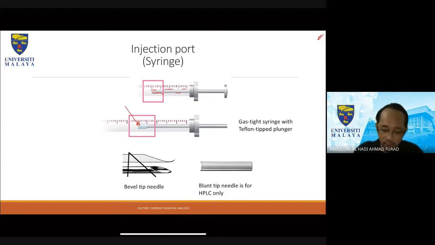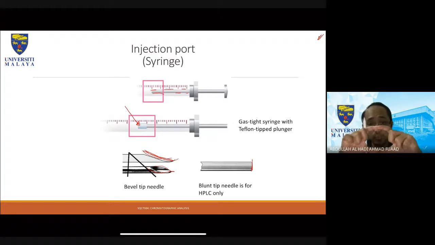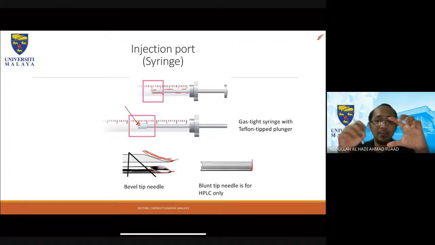Additionally, the tip of the needle that you use, even though I still call it a needle, is not a sharp tip like this, but rather a blunt type needle. So make sure that if you do have this system, you should never use a bevel tip, because this can damage the O-ring inside your injection loop. If you damage it, then solvent can leak out from the injection loop. So that's why we normally use blunt tips.